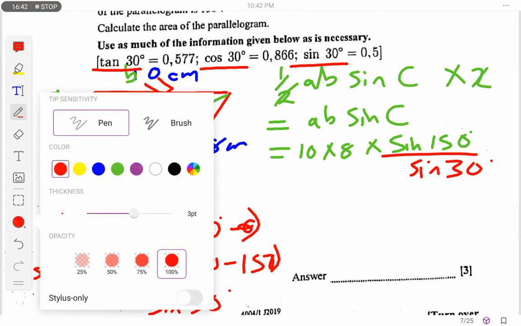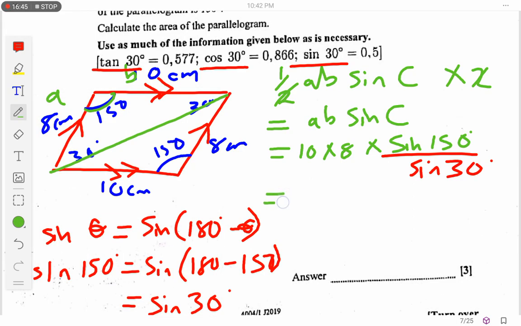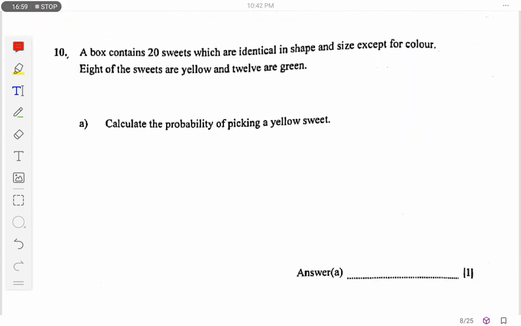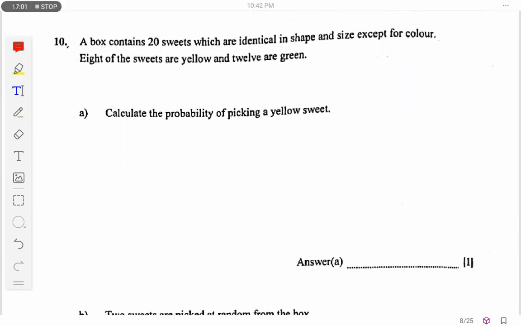And when I do that, I will get 10 times 8, we get 80 times sine 30 degrees, that's 0.5 there. 0.5. So our answer is 40 centimeter squared, like that. Okay. Let's move on to the next question.